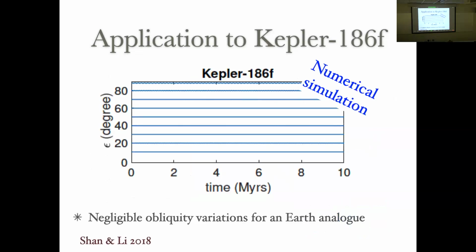We can also see this in N-body simulations. The obliquity typically doesn't have much interesting effect. It's a little boring, straight lines over there, agreeing with the analytical estimate.